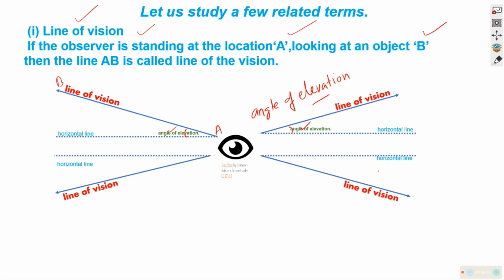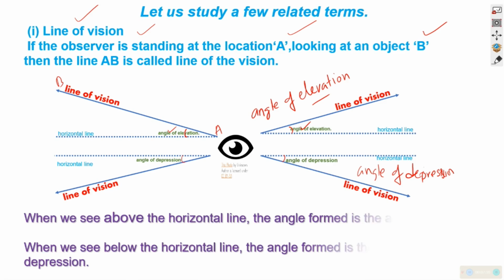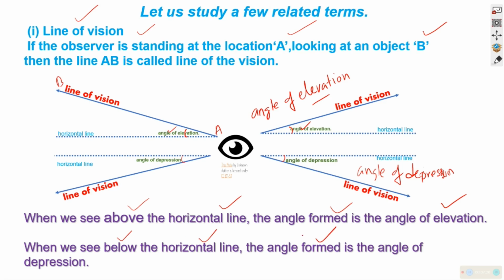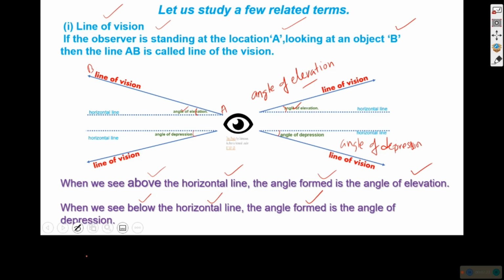While looking down, the angle created is named the angle of depression. Understood? This is the angle of depression which I marked green over here. This is angle of depression. This is also angle of depression. So you should be very thorough with this. When we see above the horizontal line, the angle formed is called the angle of elevation. When we see below the horizontal line, the angle formed is called the angle of depression.